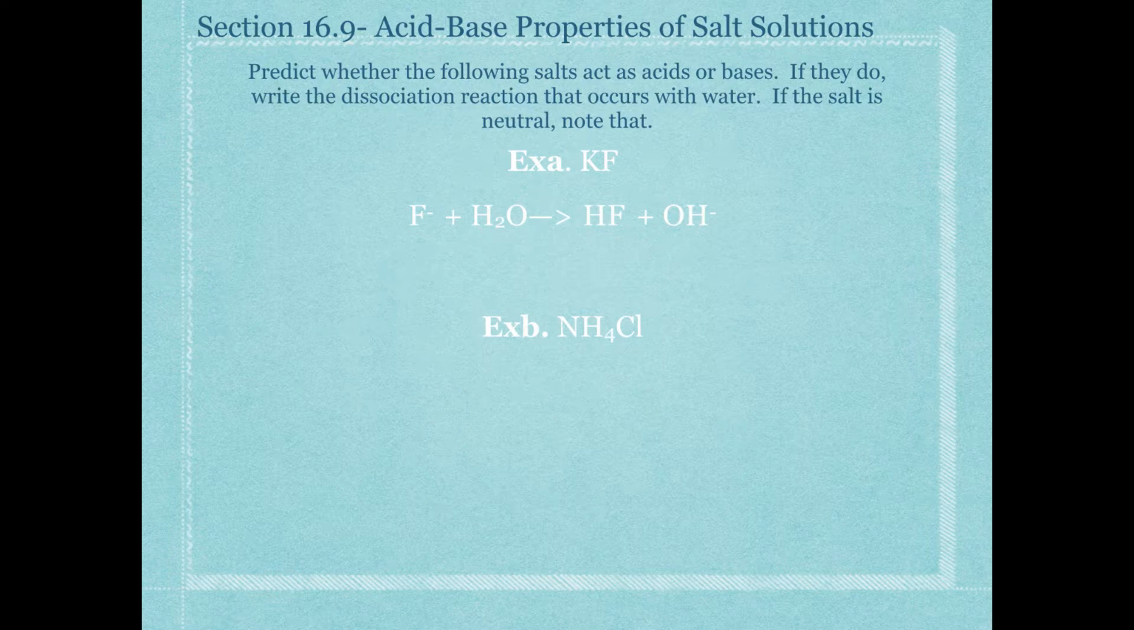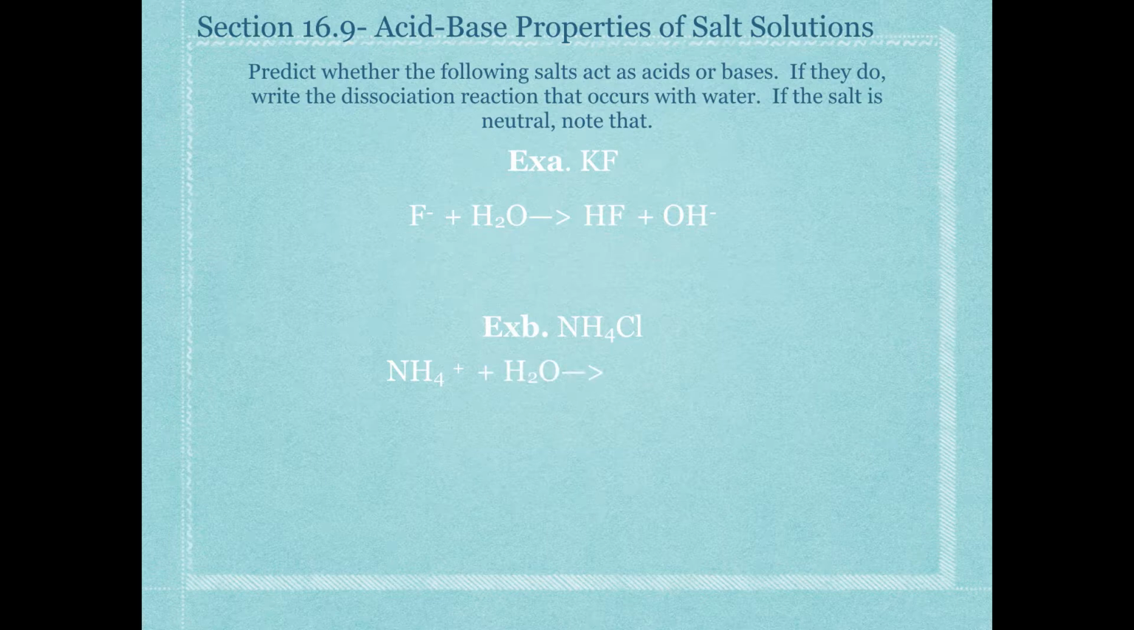Cl, what did Cl come from? Well, since it's Cl minus, it must have come from an acid because it would be HCl where it came from. HCl is a strong acid, which means Cl minus is neutral. So NH4 plus is going to act as an acid. Okay, so NH4 plus water.